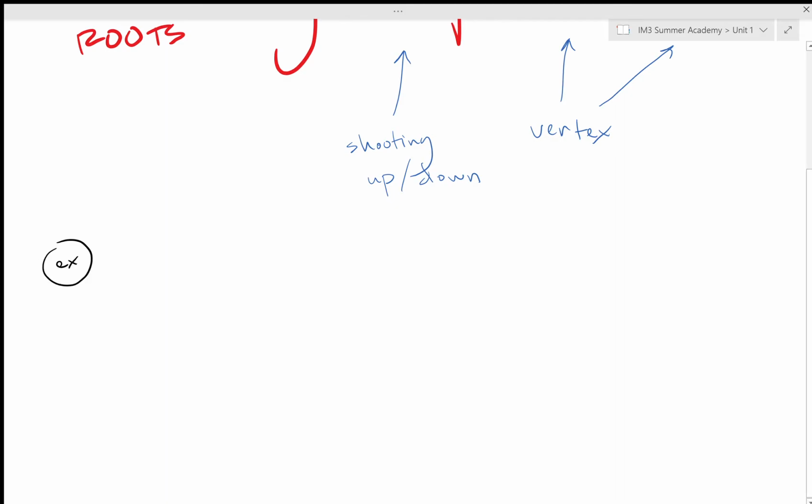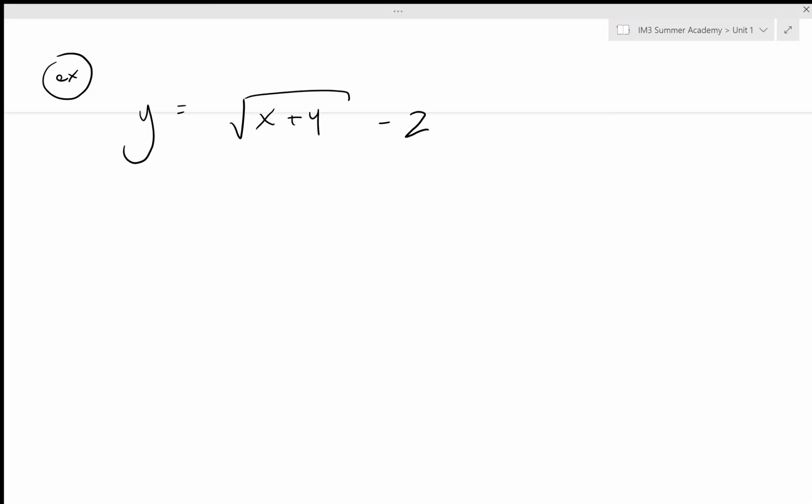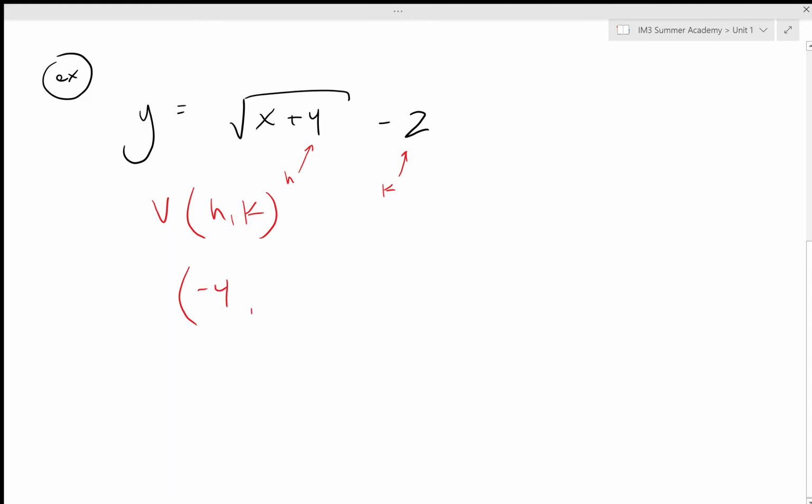So for example, they're going to ask us to graph y equals, not absolute value, square root of x plus 4, minus 2, where the vertex or the starting point is h comma k. H is the inside, k is the outside, and h is always opposite. So we see positive 4, we're going to write it as negative 4. And then k stays the same, it's going to be negative 2. Now up front, we see a 1, and that 1 is positive, so this means everything's going to be fine. It's going to be shooting upwards.